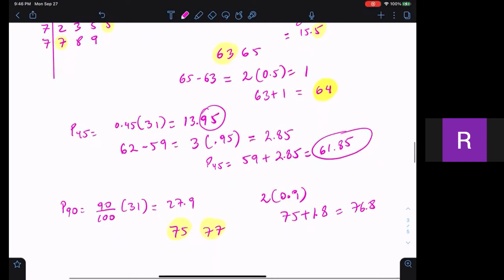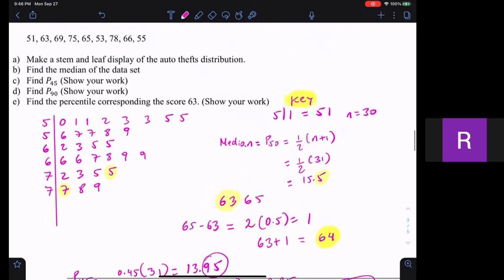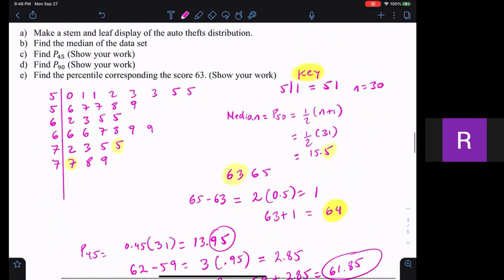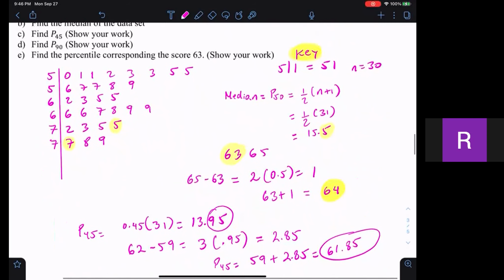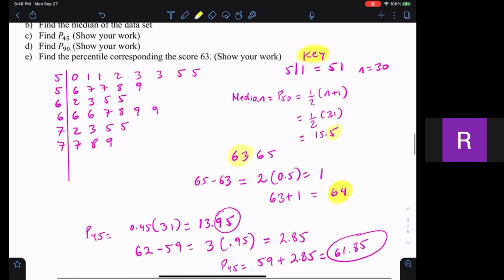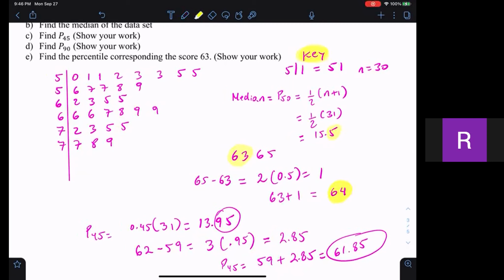Now, you need to find the last part: find the percentile corresponding to a score of 63. So you need to find the position of 63 in this data set. You can count from the beginning, so this is 8, the first row, then 10, 12, 13, 14, 15. So this is position 15, right?